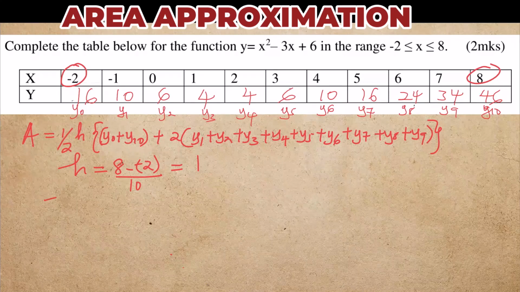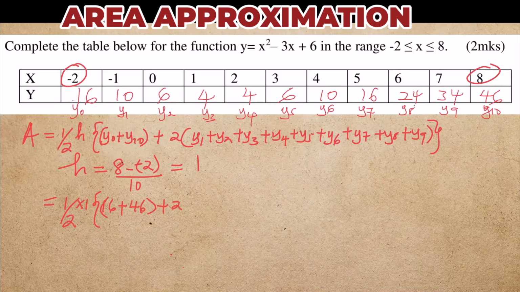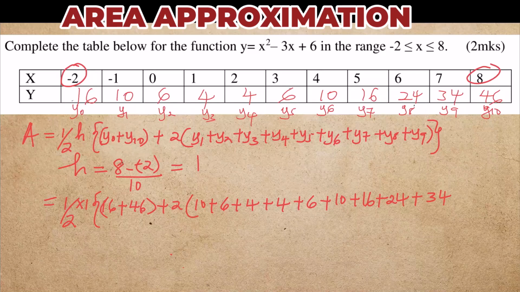So now let us substitute the values. So half, the trapezoidal rule. So the area will be given by half times 1. Then the first, which is y0, which is 16. Then the last, 46. Then plus twice the sum of all the middle. So from y1, this will be 10 plus 6 plus 4 plus 4 plus 6 plus 10 plus 16 plus 24 plus 34, like that.